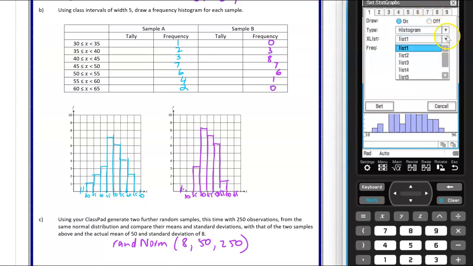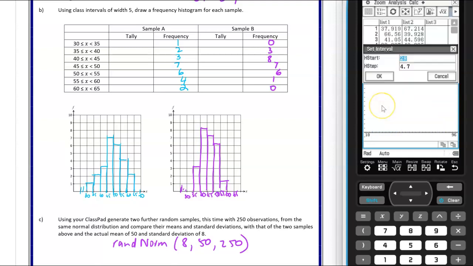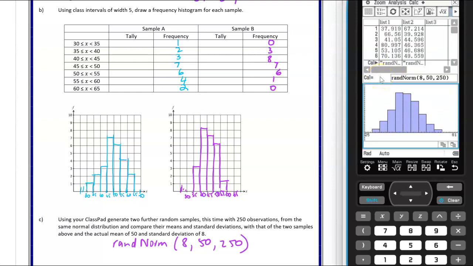Histogram, List 2, though that's wrong. Change that to 5. That's better. All right, so there's List 2 that I'm graphing. That's what my graph looks like. You can see it's quite nice. I've got it almost symmetrical, not quite, but certainly starting to look like the features of a normal distribution.